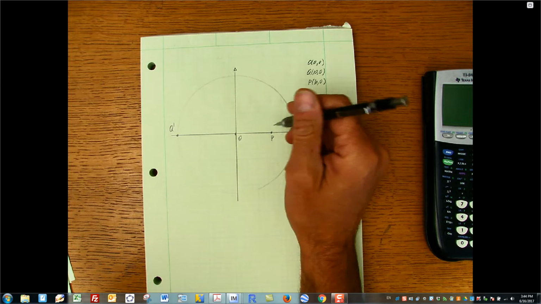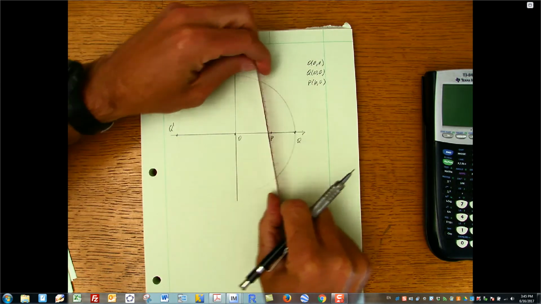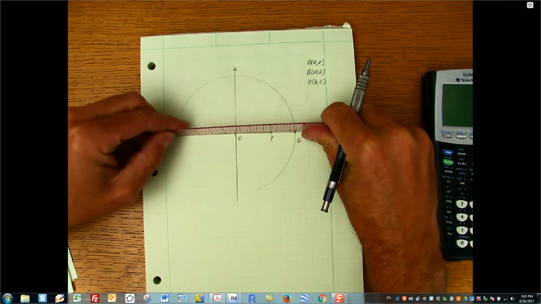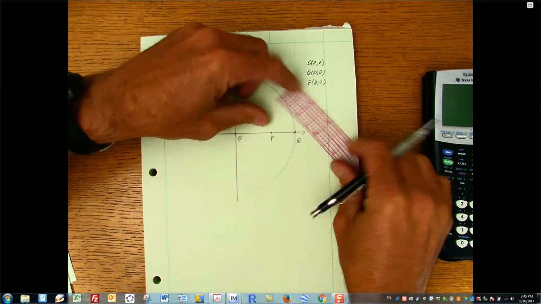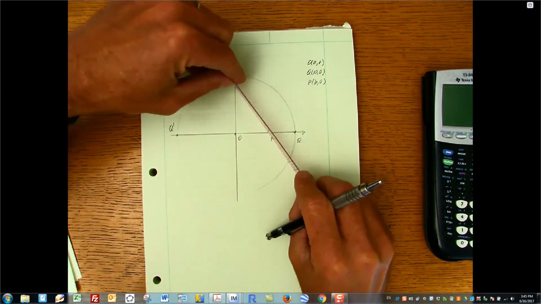And we're talking about chords that pass through P. So these are lines that pass through P and touch the circle, right? That's what a chord is. And we're told to include the diameter. And if you're looking at that, you have to ask yourself, are all of those different in length? And of course they are, right?